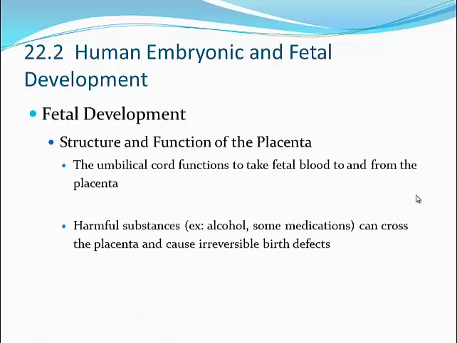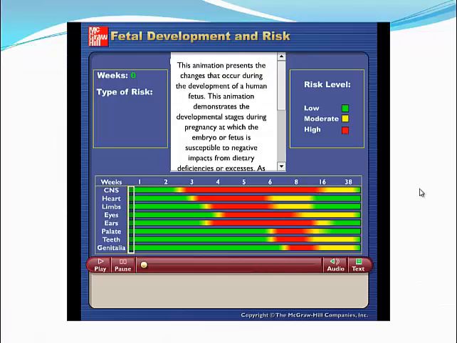It's important to know that harmful substances such as alcohol and medications can cross the placenta and cause irreversible birth defects. There is a diagram that shows fetal development and risk.